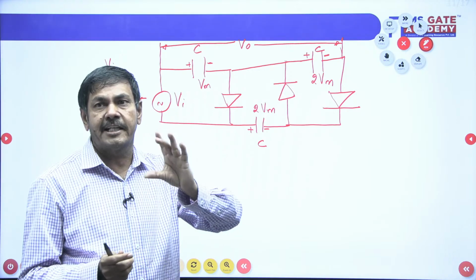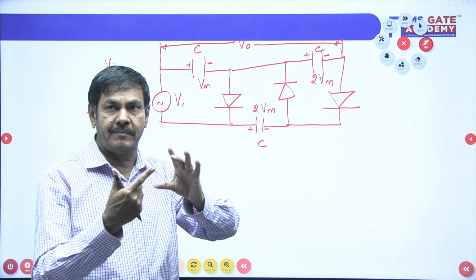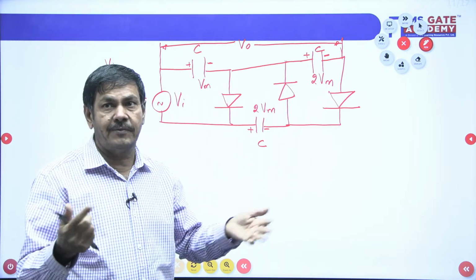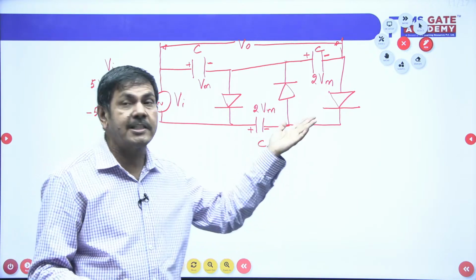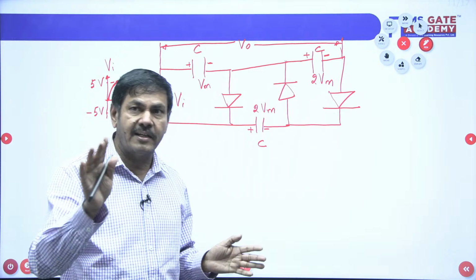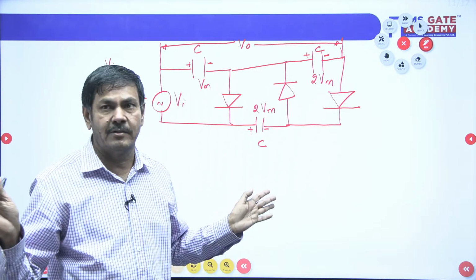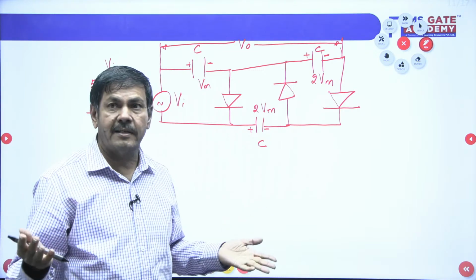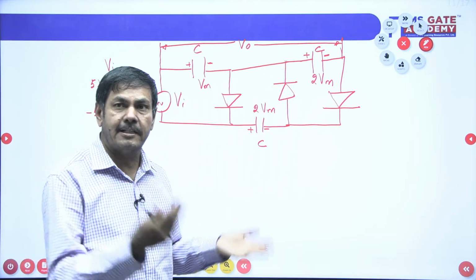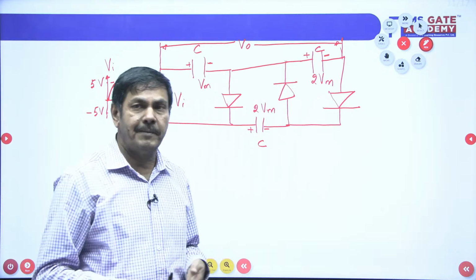What maximum voltage can I get? 2 Vm only, peak to peak. I cannot get more than that. If I got more than that value, it would mean the diode is acting as an amplifier. The diode is not acting as an amplifier. It is acting as a switching element only. Understand? It is acting as a rectifier, as a clipping circuit, as a clamping circuit.